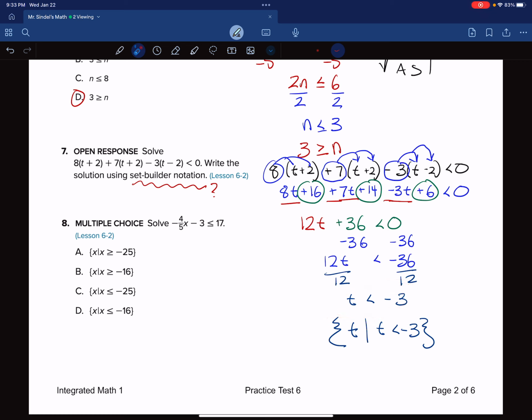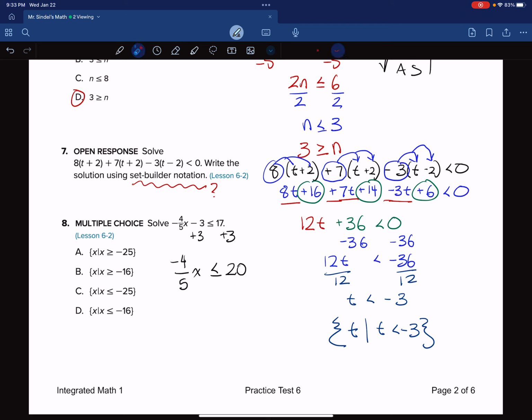Hopefully I have enough room here. In number 8, it's saying we just have to solve this thing. Okay, it's nice and straightforward. There's a bunch of ways you could solve this. I know that the classical way of solving this is to add 3 to both sides. I guess I can start that way. I don't need to rewrite this. There's plenty of room here. So plus 3 on both sides of the inequality. That leaves a negative 4/5 x is less than or equal to 20.